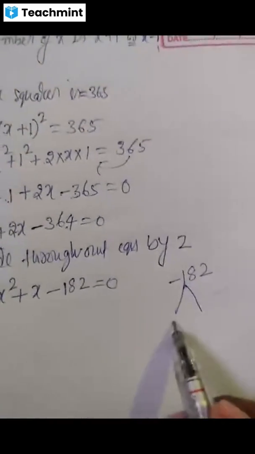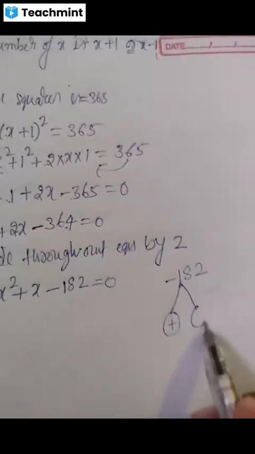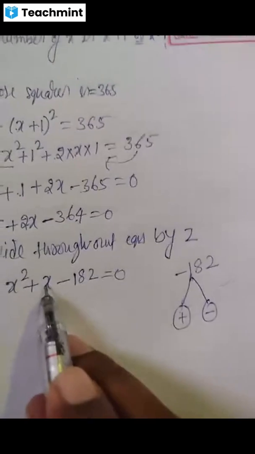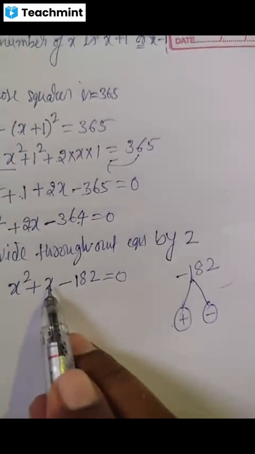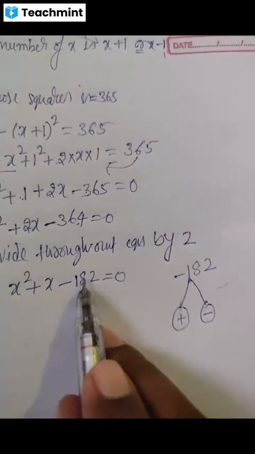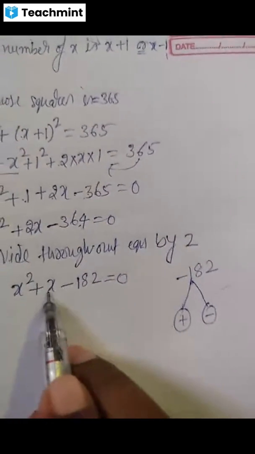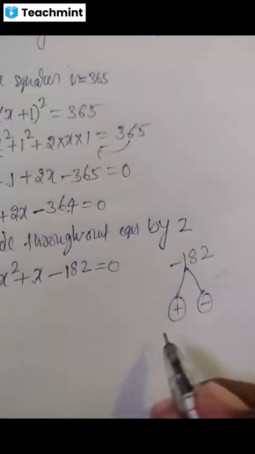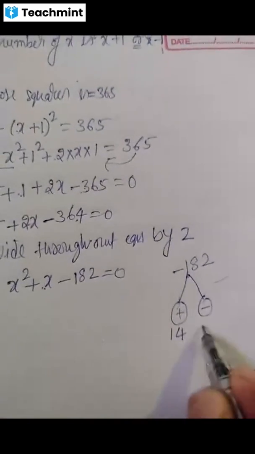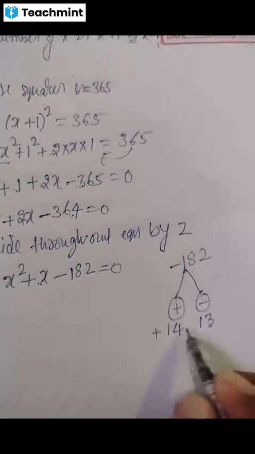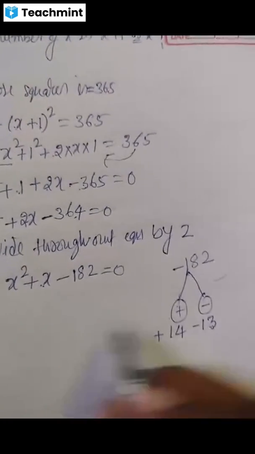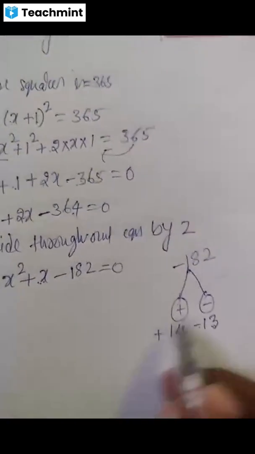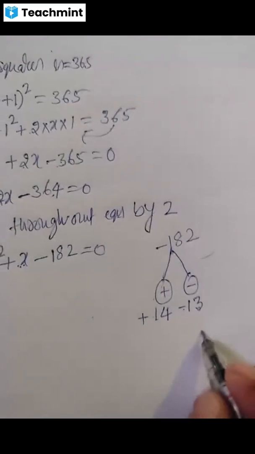Minus 182, so plus, minus. Okay, we have to increase this value after multiplying with this. It must be 182. By subtracting, it is again plus 1x. So if I take 14 into 13, plus 14 minus 13 is again plus 1. So multiply this, plus into minus, minus. Is this equal to 182?